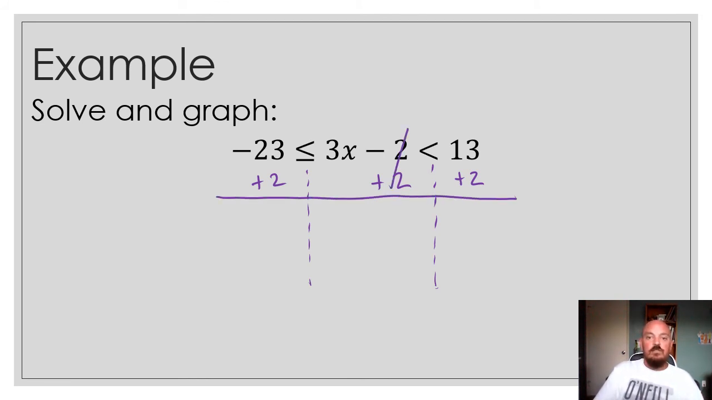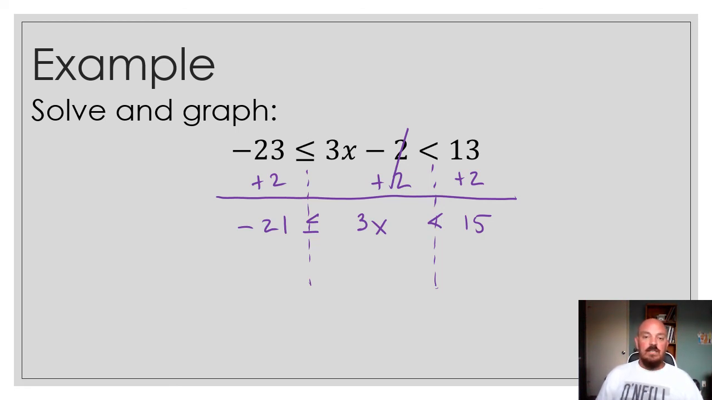The 2's cancel in the middle. Over here, we have negative 23 plus 2, which would be negative 21. We leave our less than or equal to. We have just a 3x in the middle now. We leave our less than, and 13 plus 2 is 15. All right, one more step.